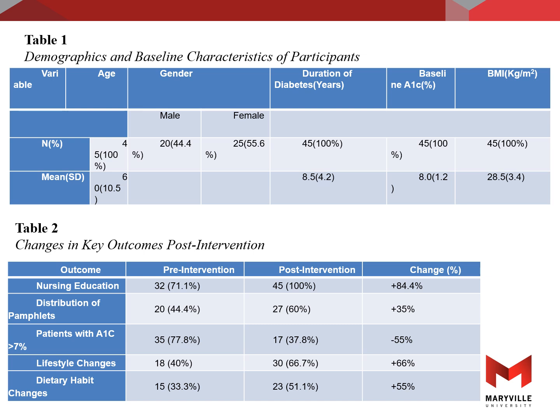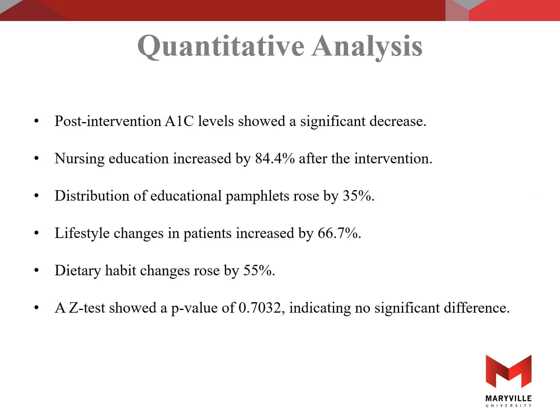Here are the graphics obtained from the project: diabetic demographics and baseline characteristics of the participants, and key outcomes post-intervention, qualitative analysis. Pre-intervention A1C level showed a significant decrease. Nursing education increased by 84.4% after intervention. Distribution of educational material rose by 35%.